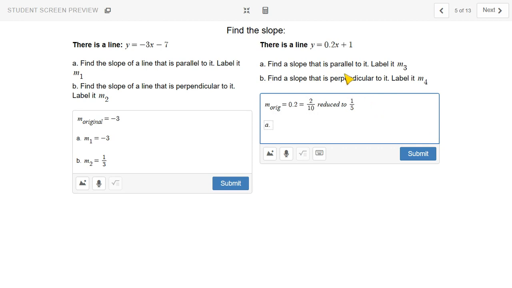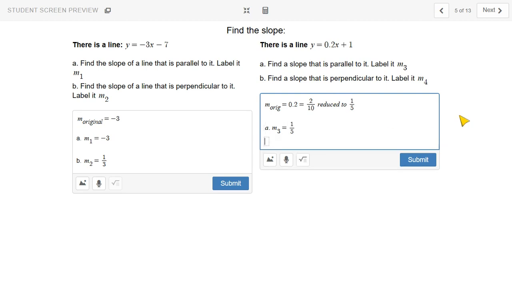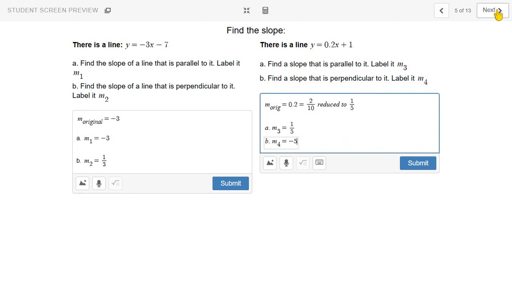So, part A, find a slope that's parallel to it. So, M3 is going to be exactly the same. We can write 1 over 5, or we could write 0.2. Part B, find a slope that's perpendicular to it. Label it M4. So if it's perpendicular, it's going to have the negative reciprocal. We take the sign, switch it to negative, and we're going to flip the fraction. So our perpendicular slope will be negative 5.